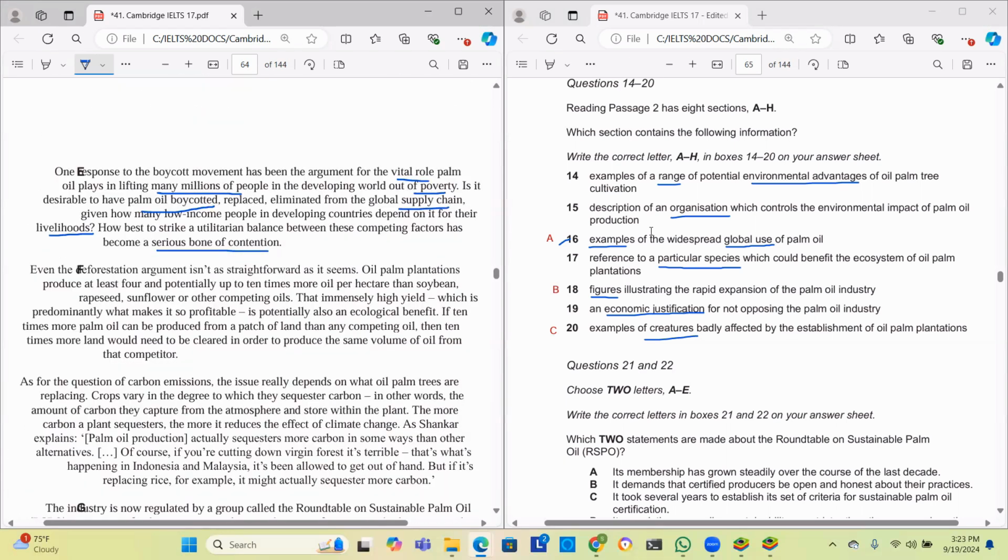So I think, examples of a range of environmental advantages, no. 15th, organization. We did not read about an organization. Also, we did not read about any particular species, but yes, we have read about an economic justification for not opposing the palm oil industry. This is the economic justification. Why? What is it? Because a lot of people's livelihood is depending on that, right? So we cannot replace the palm oil, so that people will lose their job opportunities, right? So E is exactly matching. It is giving you justification. So E is my answer. Okay.